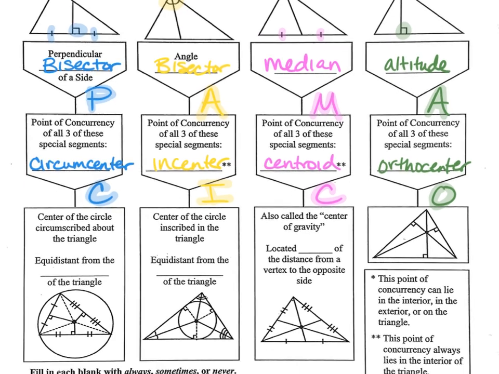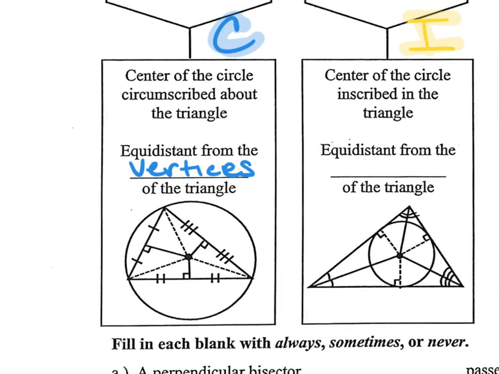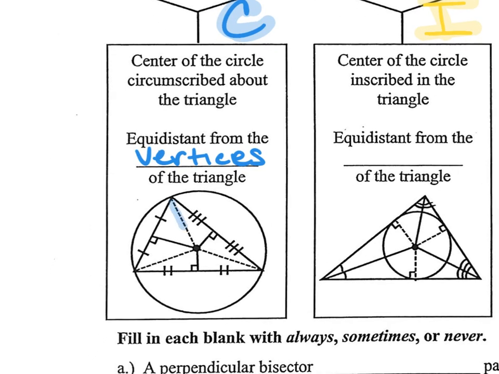Now let's talk details of these points of concurrency. For the circumcenter, some things to realize about this is that it is equidistant from the vertices of the triangle, which means that all of these little segments that are dashed, so I'm going to zoom in on this so I can highlight more accurately. All of these little dashed segments are going to be equidistant. That means they're congruent, which means the equations are equal to each other.